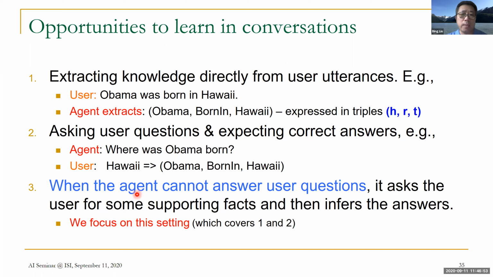Another situation is when the agent couldn't answer a user question, and it is possible to ask the user for certain supporting facts and then infer the answer. We will try to do this situation because this pretty much includes both of these two cases.